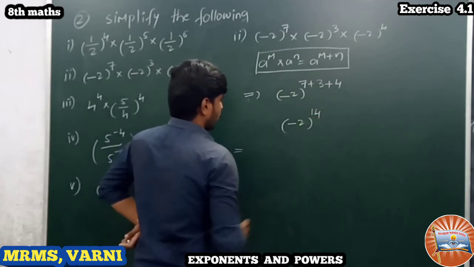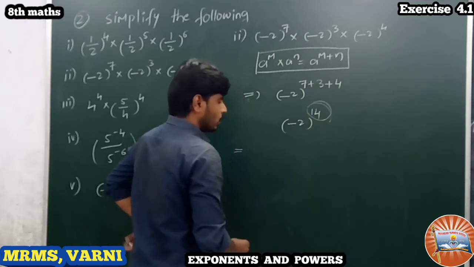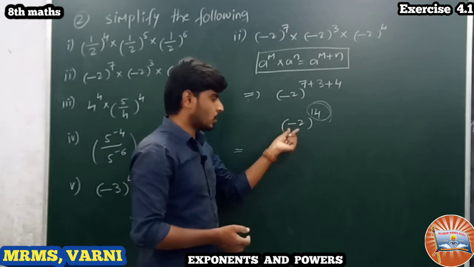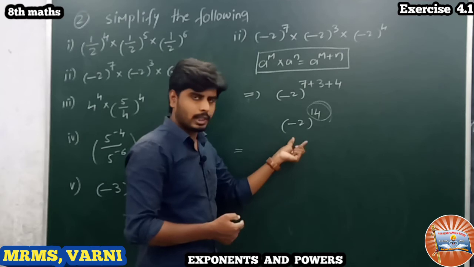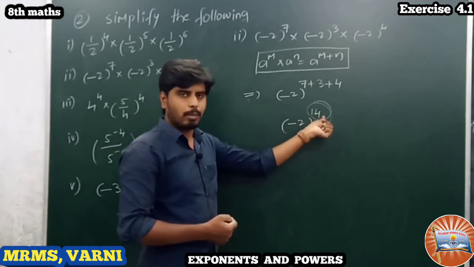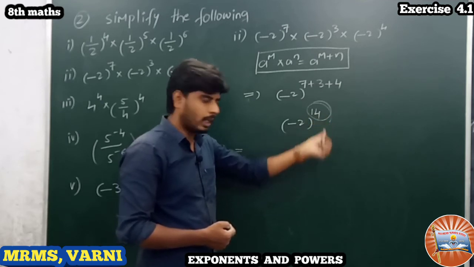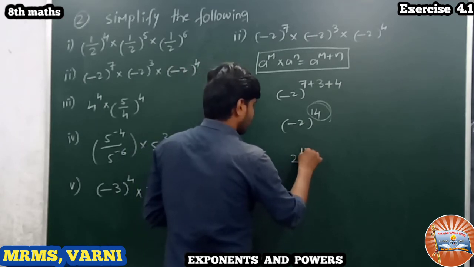So we can write this as (-2)^14. 14 is an even number, so an even number of times minus is there. We can write this as -2 into -2 into 14 times. Is it clear? So in the process, this minus becomes plus because the exponent is an even number. That is why this becomes 2^14.